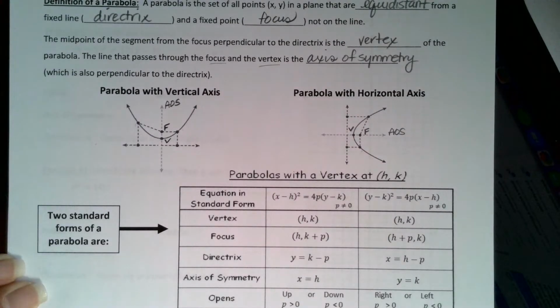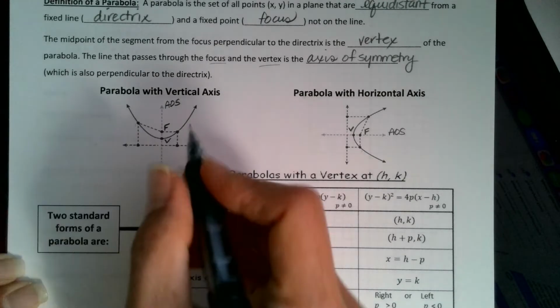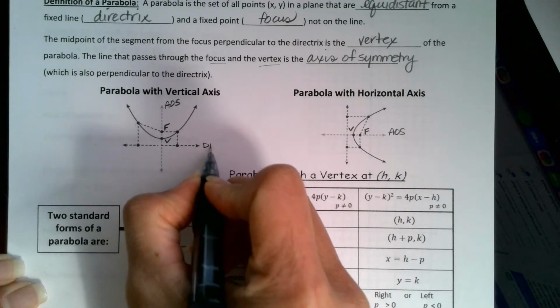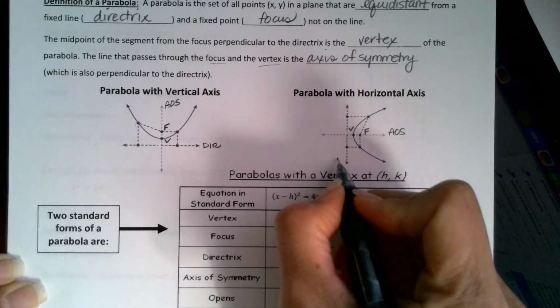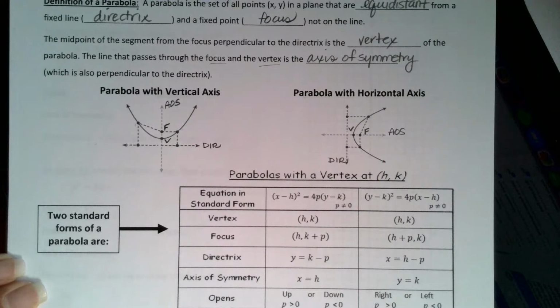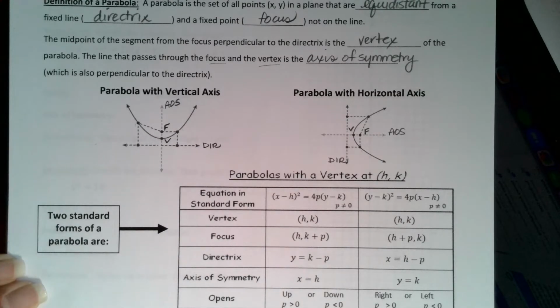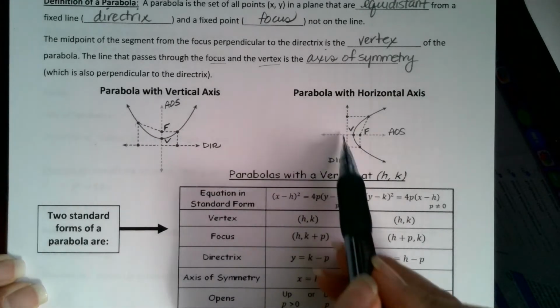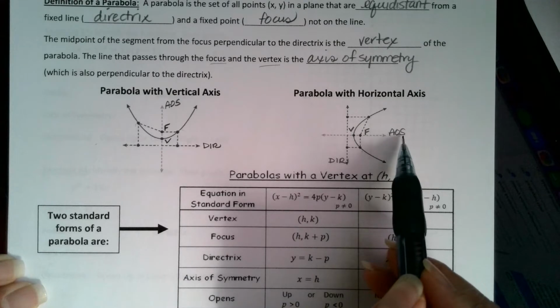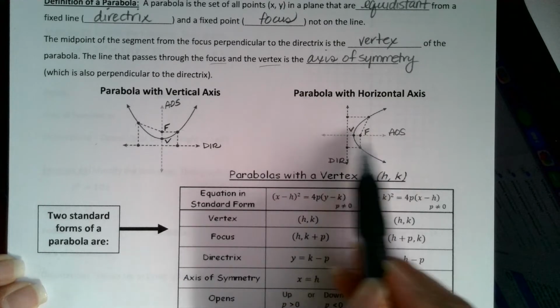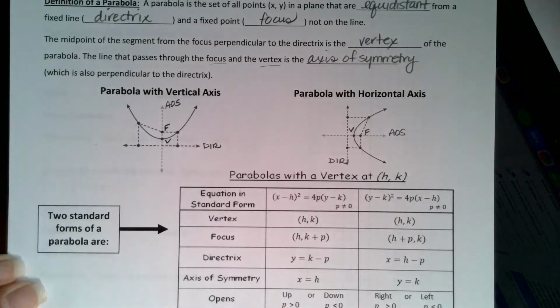You will notice that there is a line that's perpendicular to the axis of symmetry, and that's this directrix. I'm going to label it DIR. Okay, and because it is always perpendicular to the axis of symmetry, if the axis of symmetry is vertical, horizontal will be the directrix. If the axis of symmetry is horizontal, the directrix will be vertical.